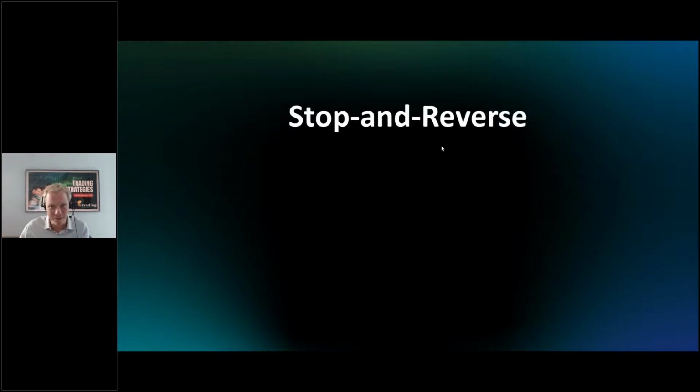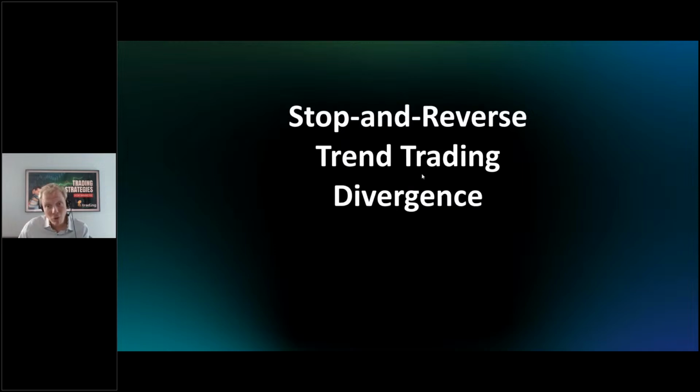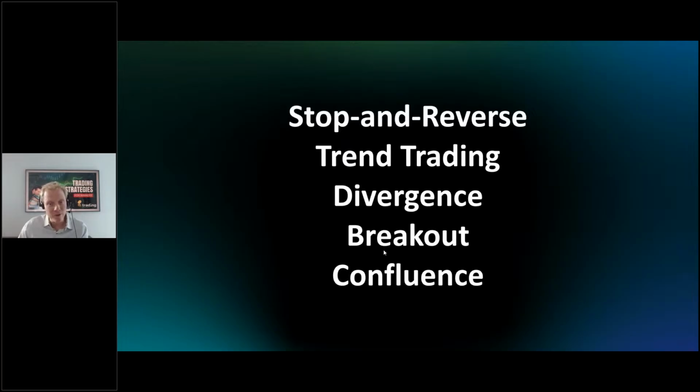It could be, for example, a stop and reverse indicator, which basically changes position from long to short, from short to long, and so forth. It will make a big difference for those ones. It will make a big difference for trend trading indicators, for divergence or reversal indicators, for breakout indicators, or indicators that look for confluence, where multiple sub-indicators need to forecast the same price move.